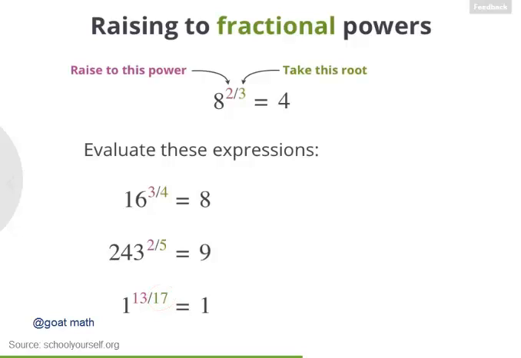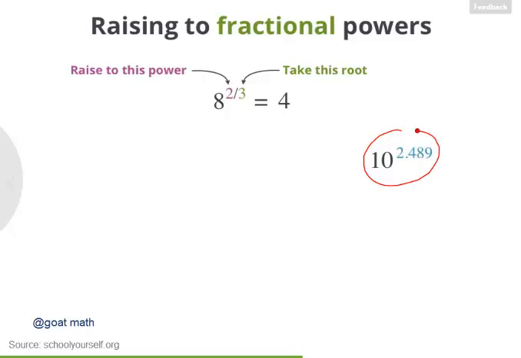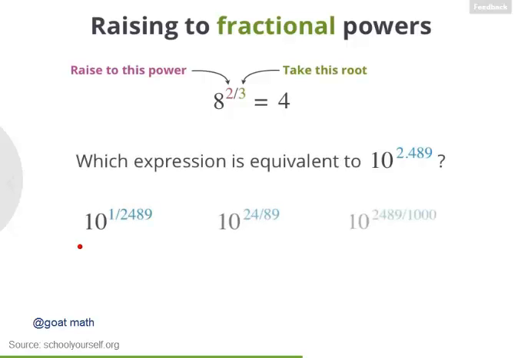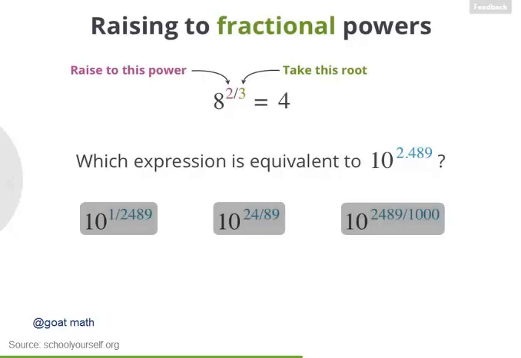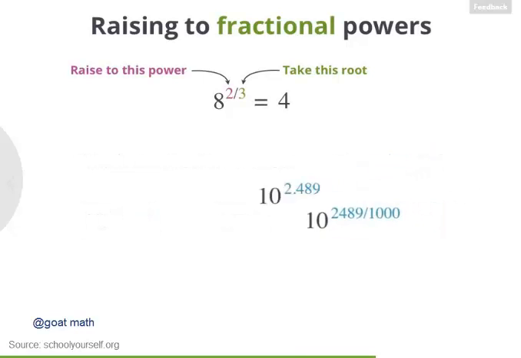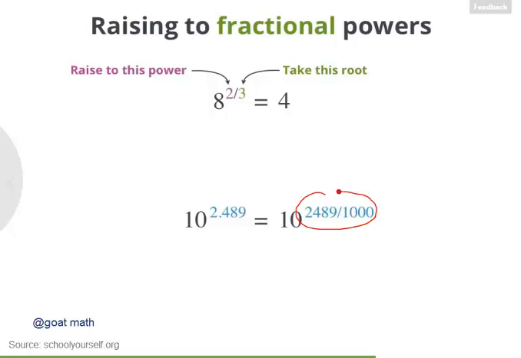Let's quickly look at decimal powers, like 10 to the 2.489. Well, this is actually a fractional power as well. Which of these expressions equals 10 to the 2.489? Precisely, 2.489 is the same thing as 2,489 divided by 1,000. So whenever you see a decimal exponent, you can also think of it as a fractional exponent. So how would you evaluate this?